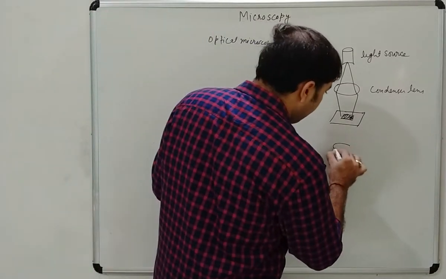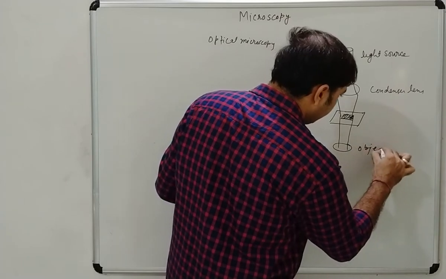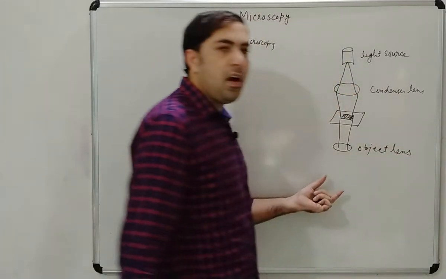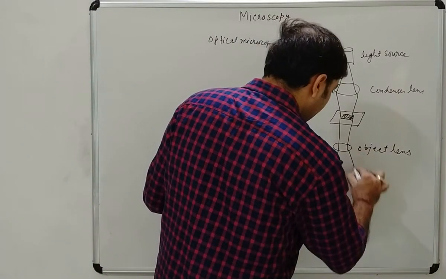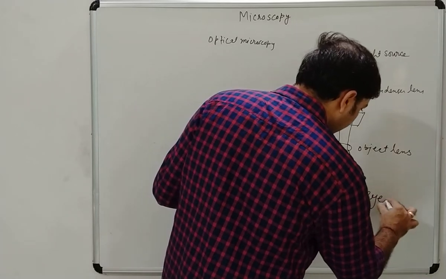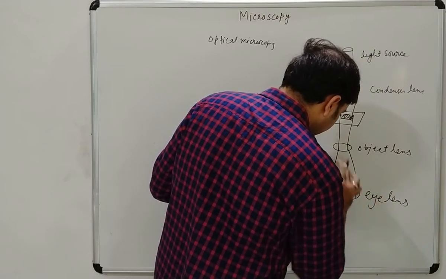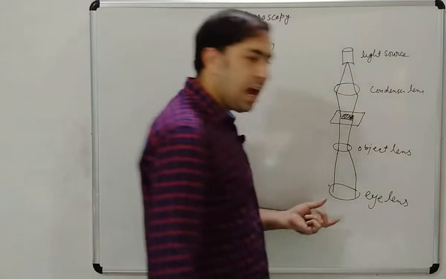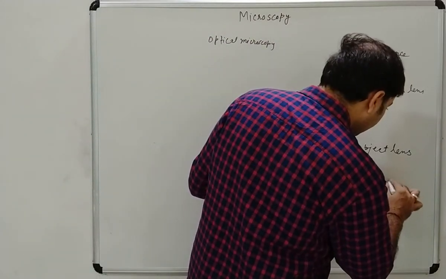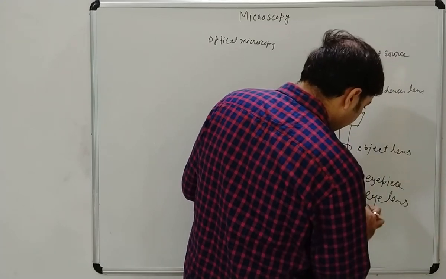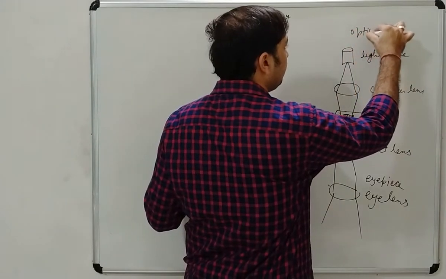Then we have an objective lens. Then after the objective lens we have an eye lens. This is called the eyepiece lens. This is the system of optical microscopy.